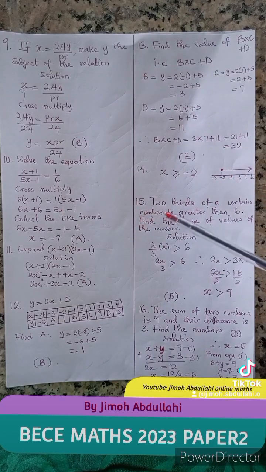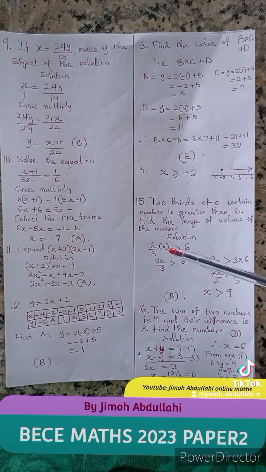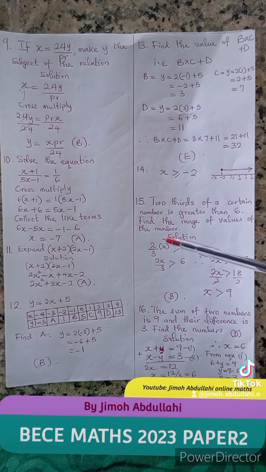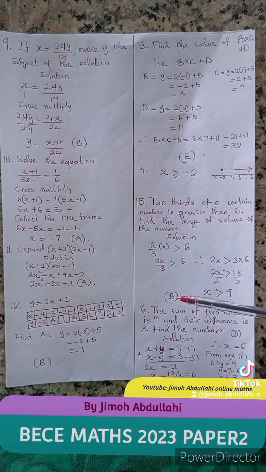The question number 15, 2/3 of a certain number is greater than 6. Find the range of values of the number. 2/3 of a certain number. We don't know the number, call it x, greater than 6. So what you are going to do there now is to multiply these 2 by x. You have 2x over 3 greater than 6. So cross multiply, that will be 2x greater than 3 times 6. That will give us 18. Divide both sides by 2, you have x greater than 9. That's the answer. And the correct option for that is B.